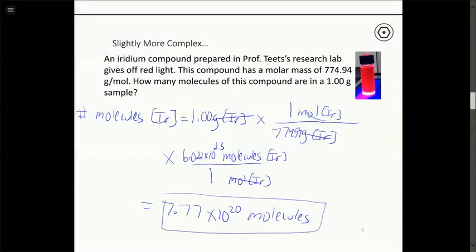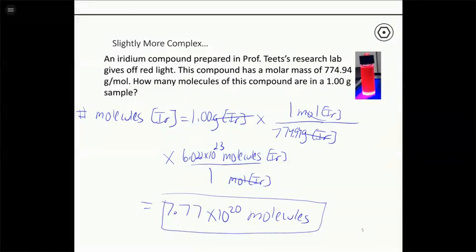Now, iridium is very expensive, so we don't typically make a whole gram of this, but if you did, that's how many molecules of that compound would be in there. All right, so same exact conversions we saw last time. We're just using the molar mass for the compound in place of the atomic mass as we did for elements when we first introduced this. All right, so that's pretty much a review, just taking it one step further to talk about compounds instead of elements.